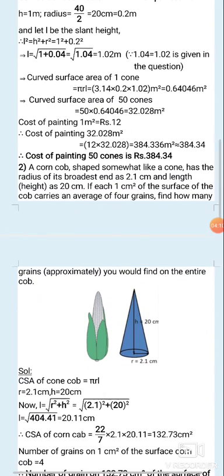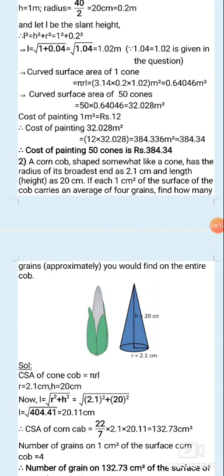So listen carefully. Here also we need to consider the CSA portion only. That means in the bottom portion no grains are there, and in the top portion also no grains. So CSA portion only. So CSA equation is pi r l. Now radius is equal to 2.1 centimeter, height is equal to 20 centimeter. So l is equal to square root of r square plus h square. That is square root of 2.1 the whole square plus 20 square.